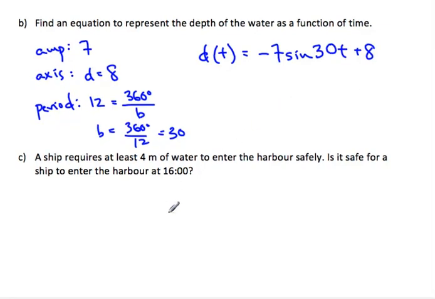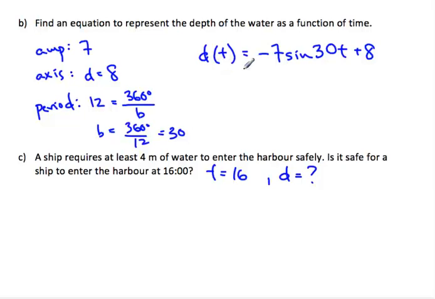Now that we've got this equation, we're told that a ship requires at least 4 meters of water to enter the harbor safely, and we're asked, is it safe for that ship to enter the harbor at 1600 hours? Remember, we started the clock at midnight, so 1600 hours is time is equal to 16, and we're therefore being asked, what's the depth equal to at that time?